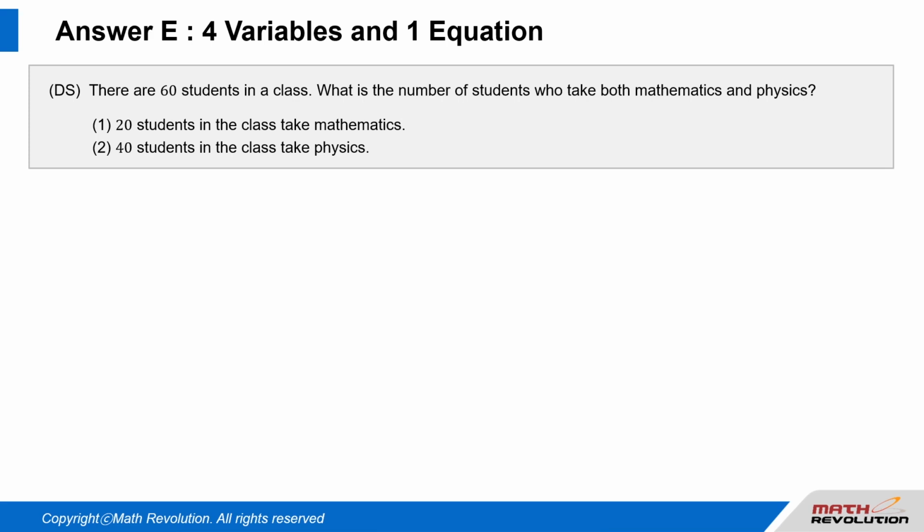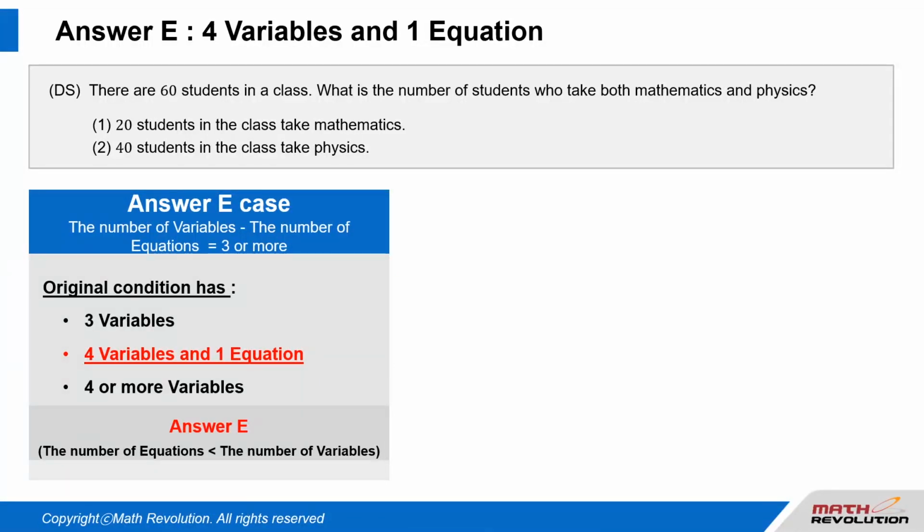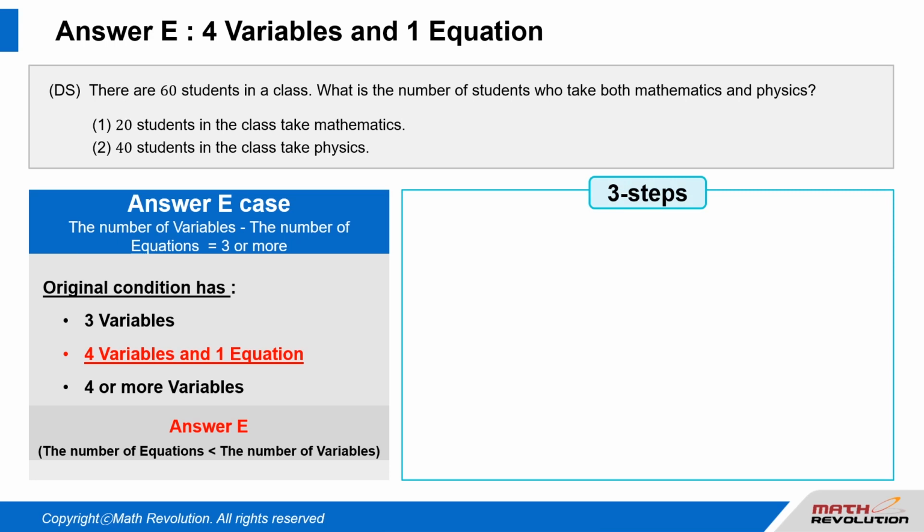Solution. Now we will solve this DS question using the variable approach. You are likely to get E as the answer when the difference between the number of variables and the number of equations from the original condition is 3 or more. The cases in this scenario include when there are 3 variables, or 4 variables and 1 equation, or 4 variables or more, and so on. The answer is likely to be E in each of these cases, as both conditions are likely to give 1 equation each, leaving us short of equations. Let's apply the 3 steps suggested previously.